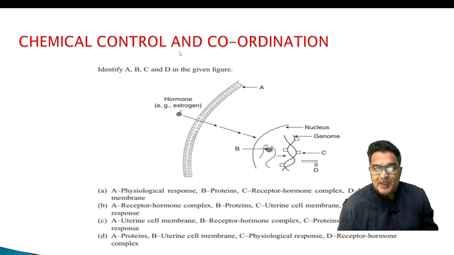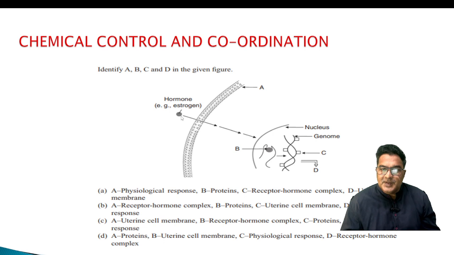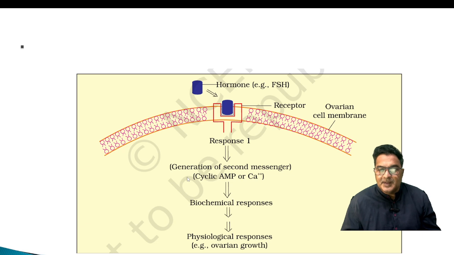So identify the A, B, C in the given figure. Example is given, estrogen. It may be any steroid hormone, we can say. So estrogen is given going inside the cell membrane, and going inside the nucleus. There it binds with the hormone receptor complex, whereas the action happens with the DNA and some physiological response comes. Let's see the answer here.